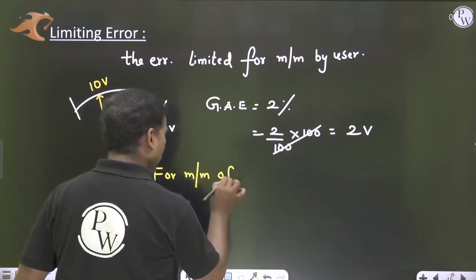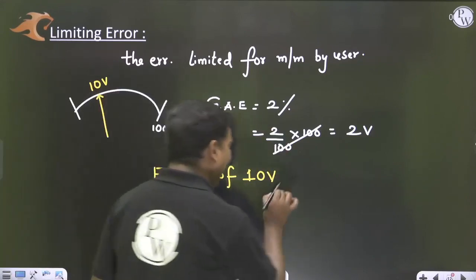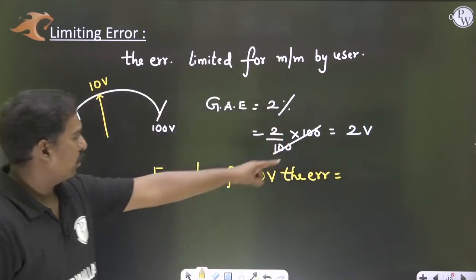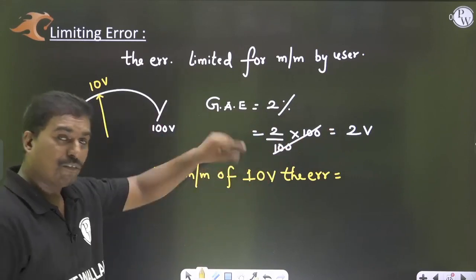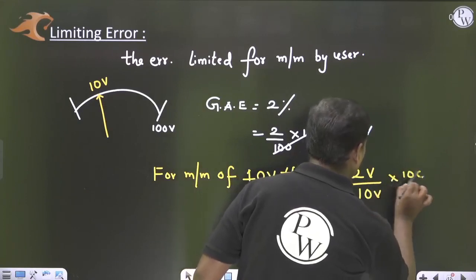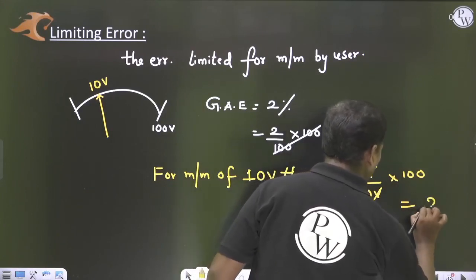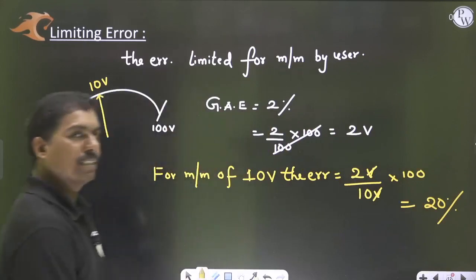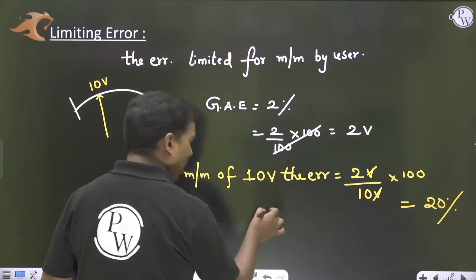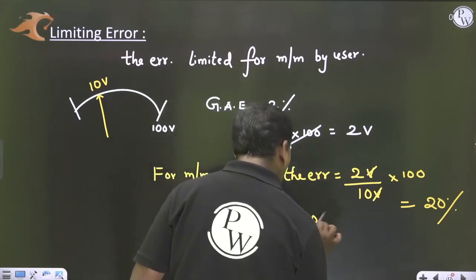So for a measurement of 10 volts, what is the error? This is 2 volts, so 2 volts divided by 10 volts into 100%, that is 200 by 10, 20%. 20% of 10 volts. This is what we call the percentage of limiting error, which is coming as 20%.